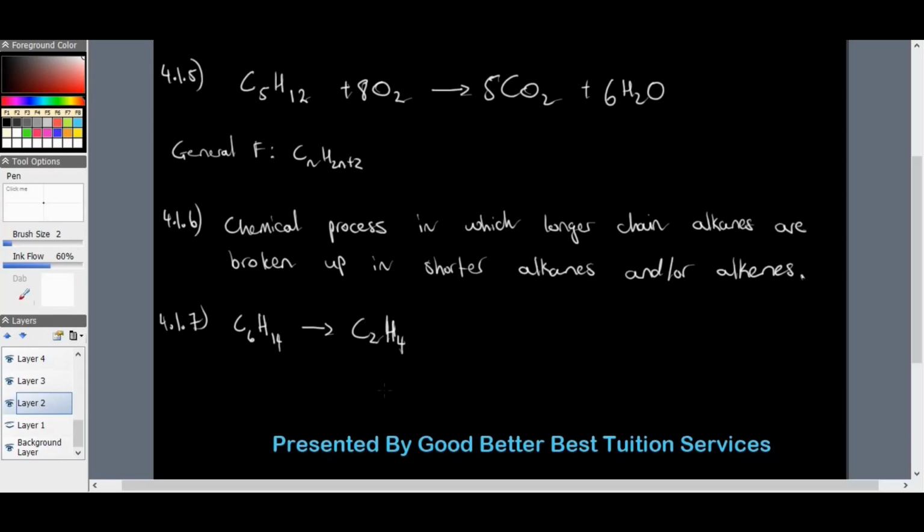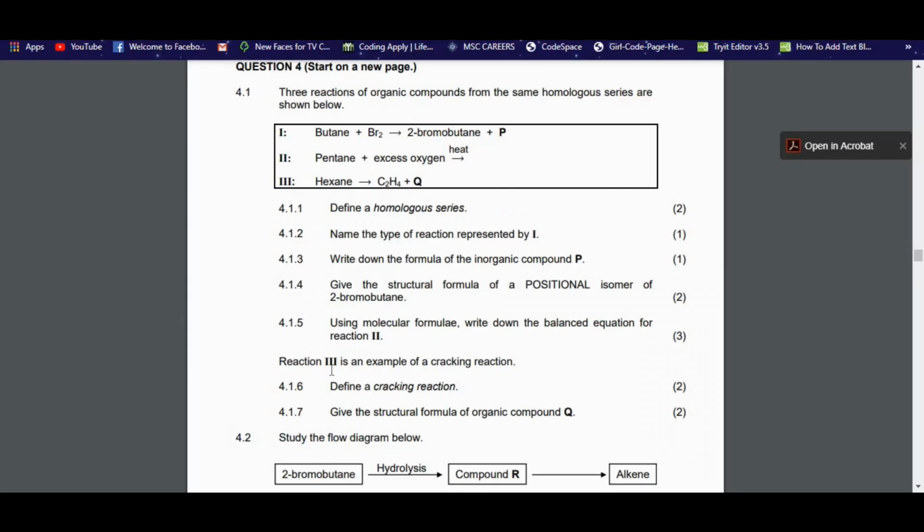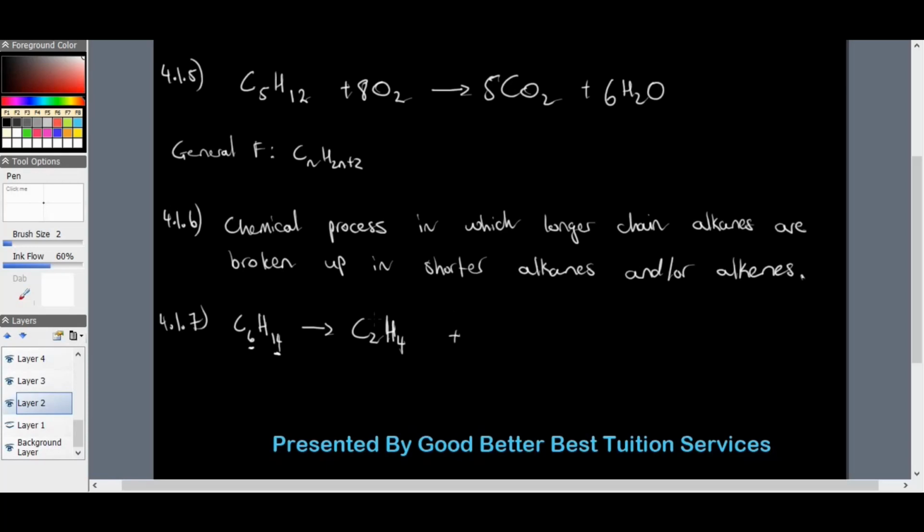Now that definitely looks like an alkene. That definitely looks like an alkene formula. So if I had 6 to begin with, and I'm cracking it and making it shorter, I can clearly see that I only have 2. So I just want to check what they want us to write: the structural formula of compound Q. Remember, this is not our answer, this is just helping us with the answer.